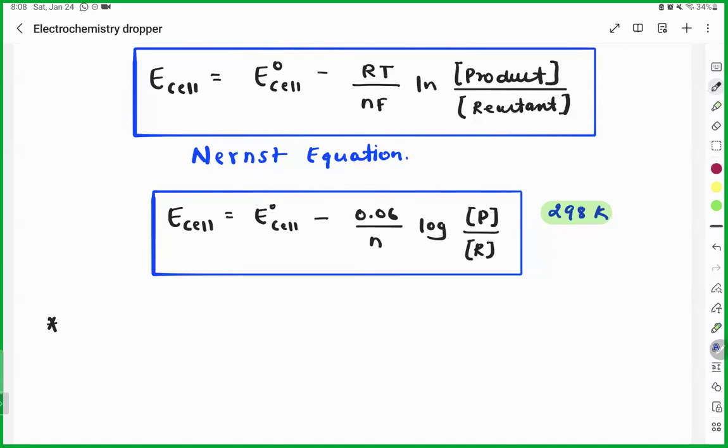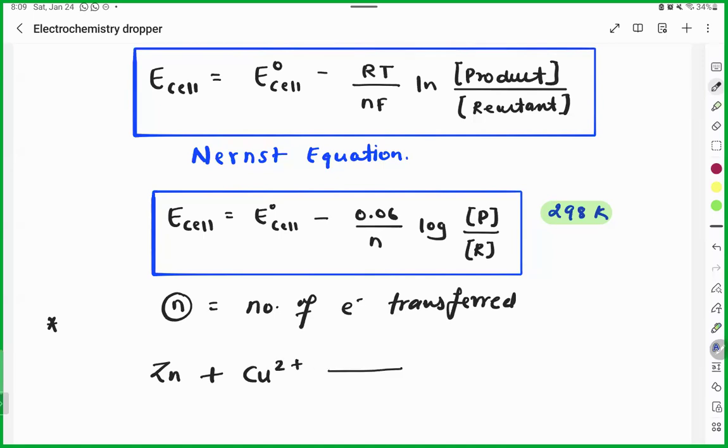So, what is this n value? The n value is the number of electrons transferred. For example, if you take zinc, zinc will react with copper 2 positive and it will convert into copper and zinc 2 positive. Ultimately, 2 electrons are transferred from the zinc to copper.